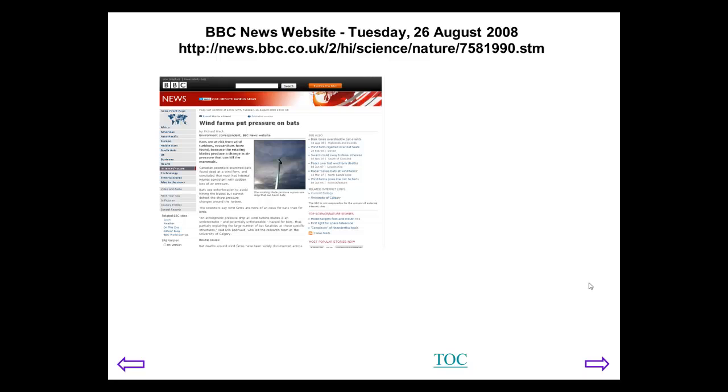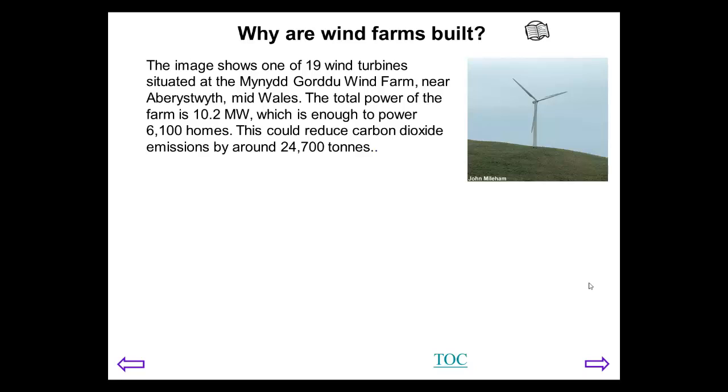The reason for this is that bats are not birds, they're mammals, and they do not have the same breathing system that a bird has. The lungs are weaker than that of a bird. So what happened is that as the blade would be moving round, there would be a sudden change in pressure, and this change in pressure was too much for the lungs of the bats, so that basically their lungs ruptured and they died. So why are wind farms built?